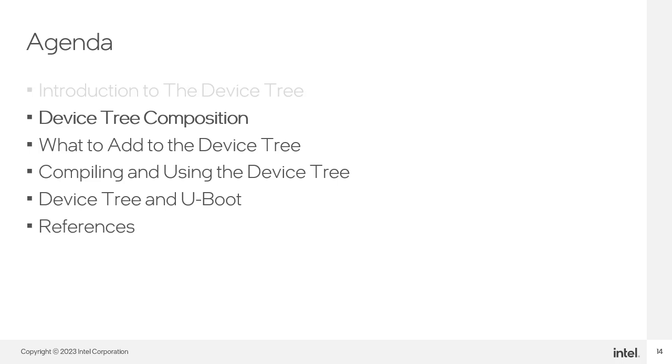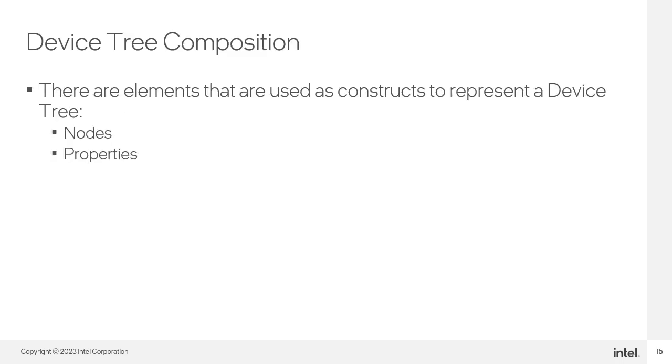Next, we will cover the device tree composition section. There are different elements that are used as constructs to represent a device tree. These are nodes and properties. We will cover them in detail in the next couple of slides.